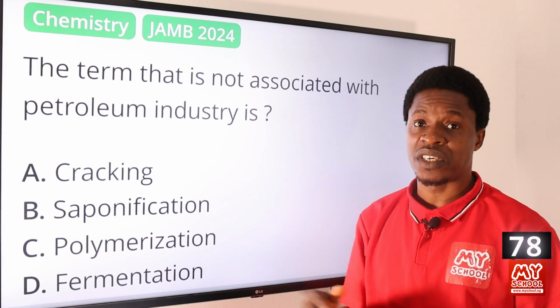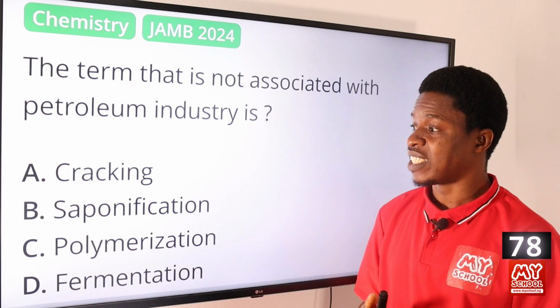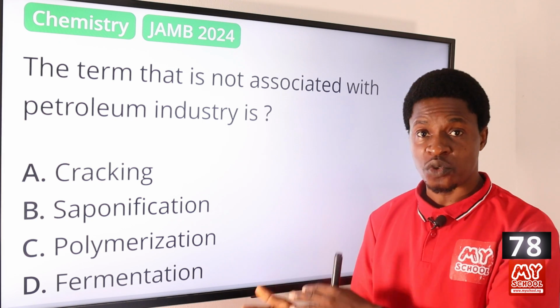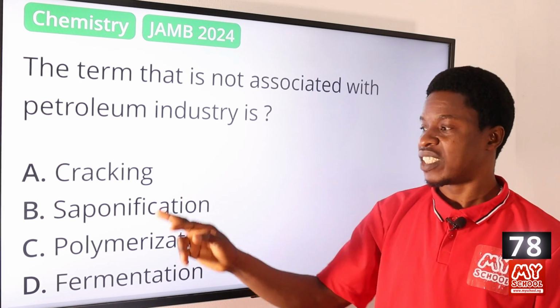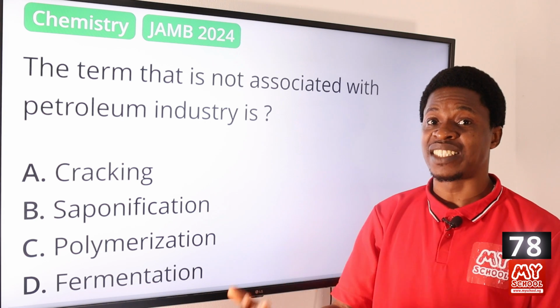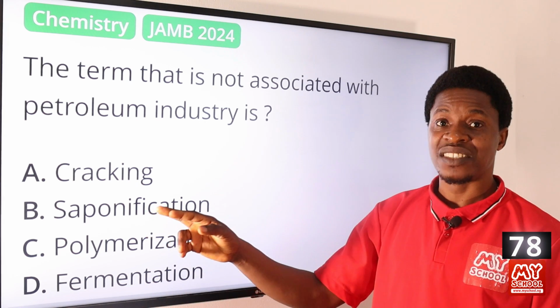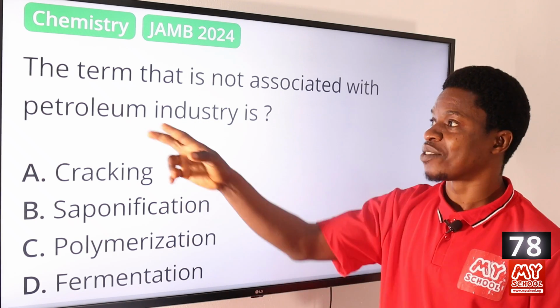Option B says saponification. Saponification has to do with the conversion of fats and oil, reacting it with alkali to form soap. This is your process of making soap. Actually, directly, it might not be, but it is a process that is used in testing, carrying out tests. When we want to carry out analysis on petroleum, we use this process. So this is also associated with petroleum.